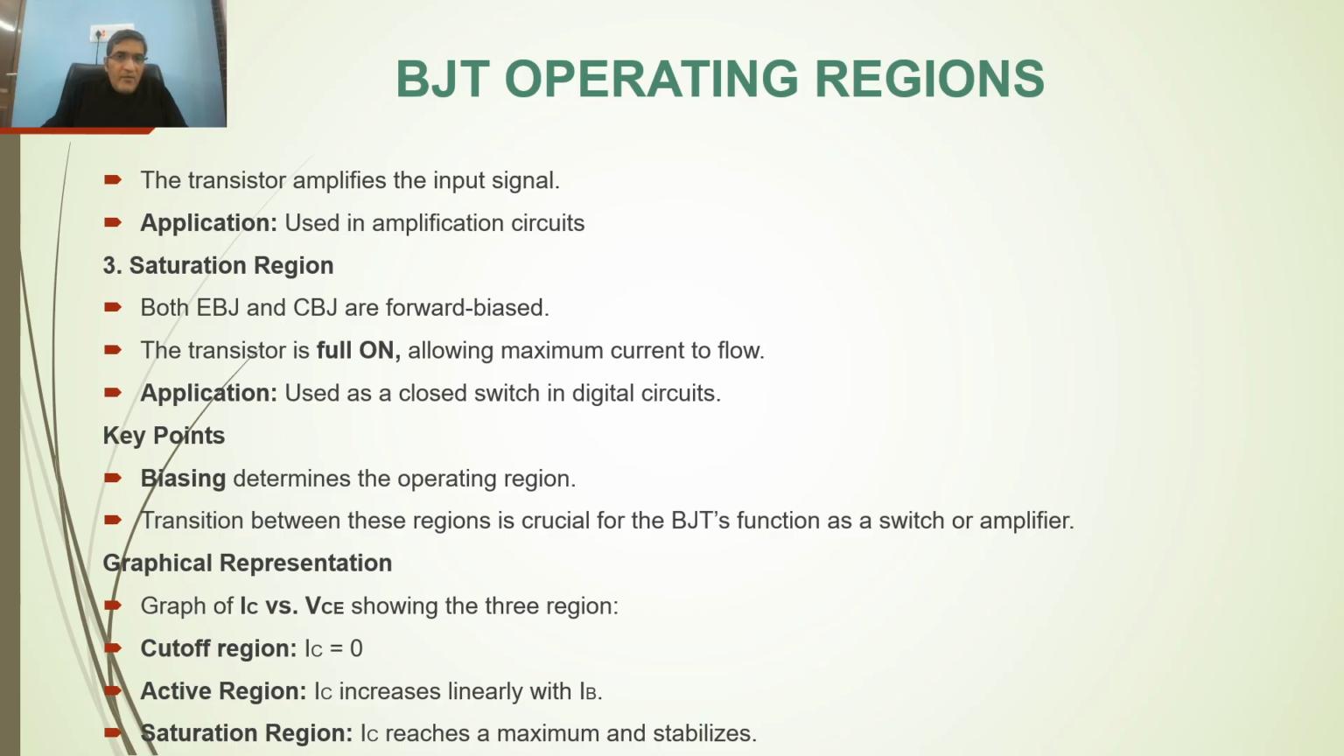The transistor amplification, the input signal amplification, is used in amplification circuits. In the saturation region, both the emitter base junction and the collector base junction are forward biased. The transistor is fully on, allowing maximum current to flow. Now, some graphical representation here. The graph of IC versus VCE shows the three regions we have already discussed.